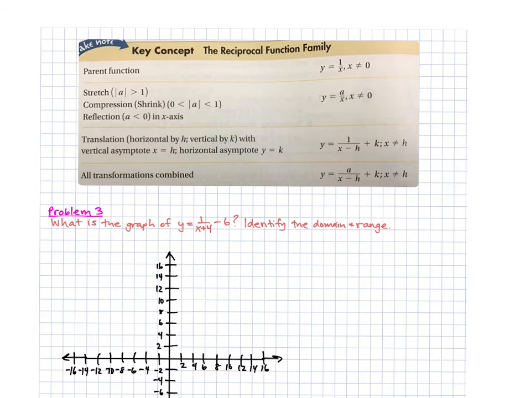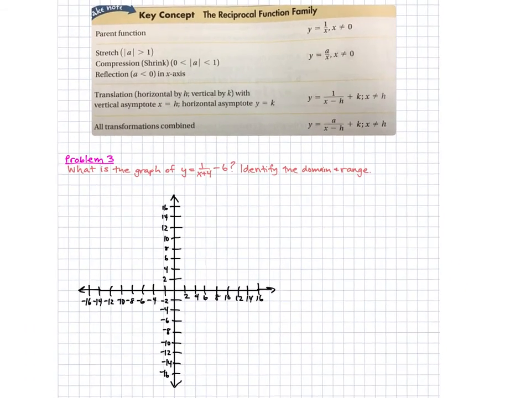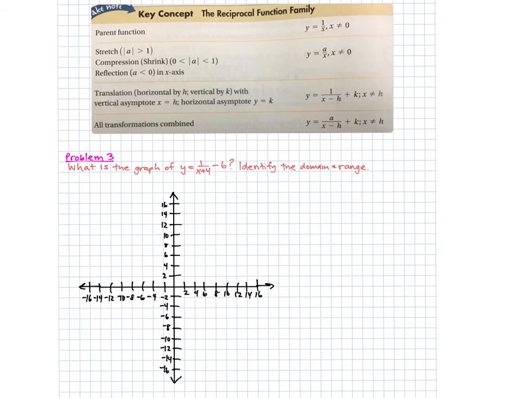Okay, so let's just look at an example so I can explain asymptotes and everything. So here this says, what's the graph of 1 over x plus 4 minus 6?